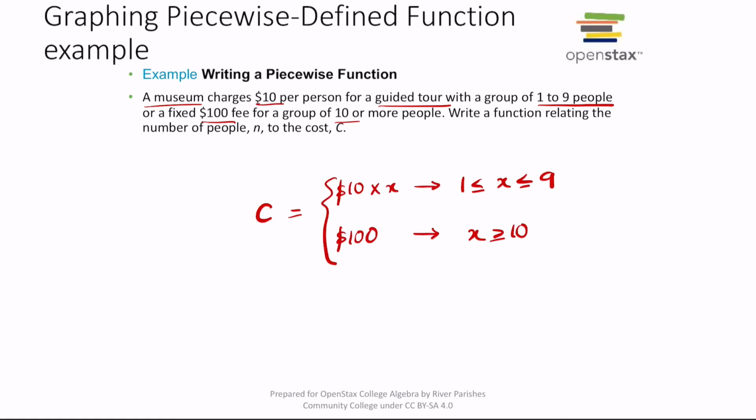So this is how we can write the function here. Here we are talking about the number of people, so let me write it as n. So 10n, $10 times n, for 1 less than or equal to n less than or equal to 9, and it's a fixed fee of $100 for any number greater than 10. So this is how we can write it down.